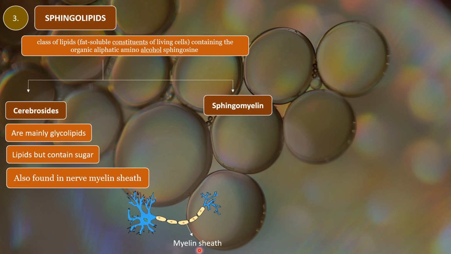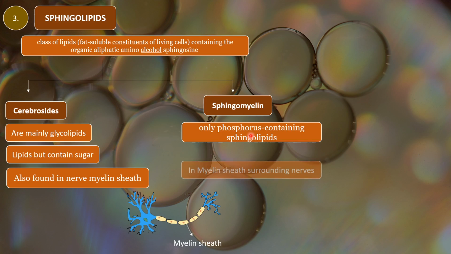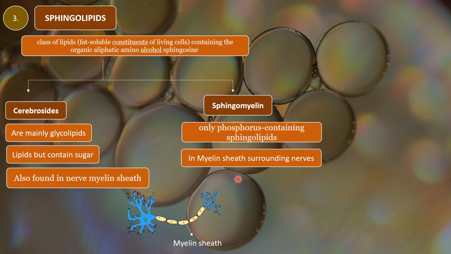So the myelin sheath is very important, and its formation involves cerebrosides, right? And this is a kind of sphingolipid, right? And then we move towards sphingomyelin. These are the only phosphorus containing sphingolipids. So these are sphingolipids that have phosphorus present in them, and this is also present in the myelin sheath surrounding nerves, right?